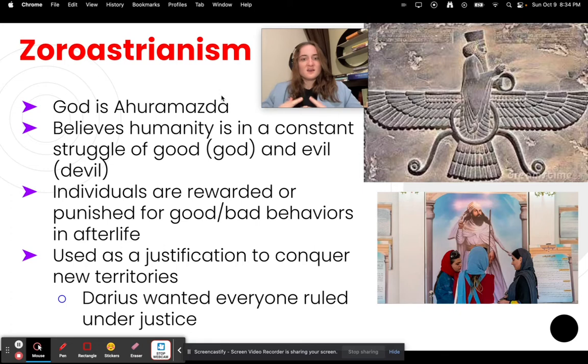They're like, hey, this country is bad. We should go conquer them and rule them under our just religious ideals. Yeah, it's interesting. Oh, here's another modern day picture of some ladies who are part of that religion.